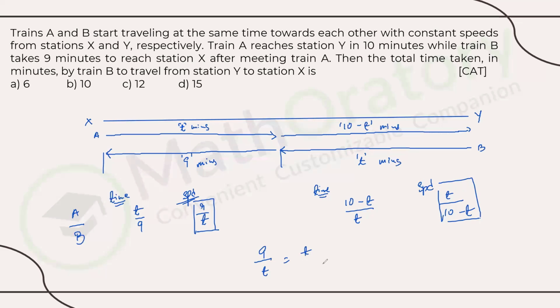Let's equate. The only problem with this is you have to get into a quadratic. There is no real way to actually avoid that. Okay, so we have T square plus 9T minus 90 equal to 0. So now we can see that the sum of the roots of this quadratic is minus 9 and the product of the roots is minus 90. So I'm just writing this explicitly. You don't have to, just for a bit of explanation.